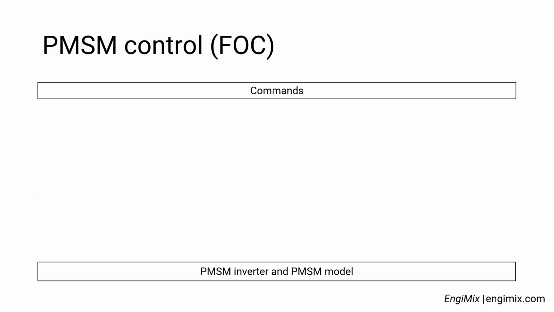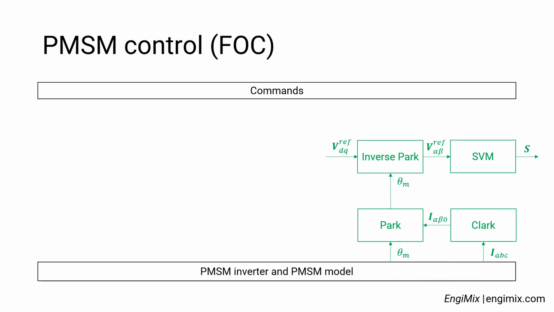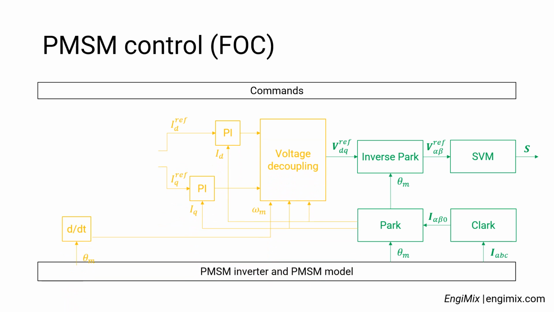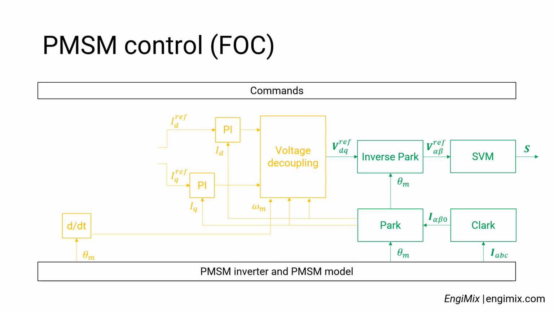The FOC requires different control loops. The voltage loop, shown in green, outputs the pulses based on the reference voltages VDQ ref. The current loop, shown in yellow, outputs the reference voltages VDQ ref based on the reference currents IDQ ref. The torque loop, shown in orange, outputs the reference currents IDQ ref based on the reference torque.